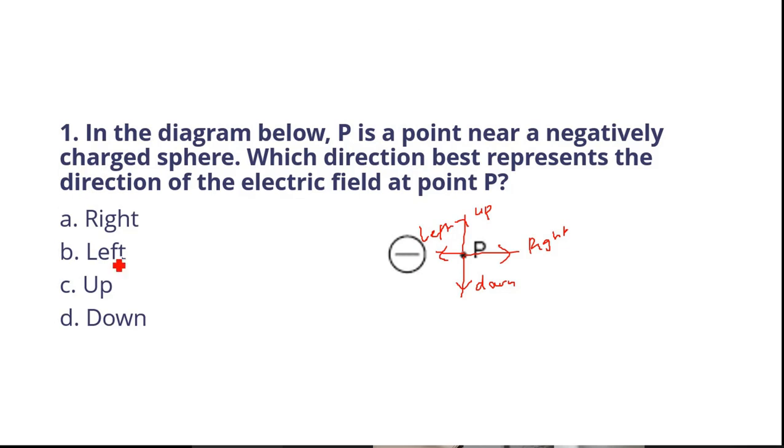Number 1. What is the answer for number 1, Wilson? What do you think? The answer is left. Why left? Because the negative charge is on the left, and the direction of the electric field is always toward the negative. That's why it is left. That's the answer of number 1, left.